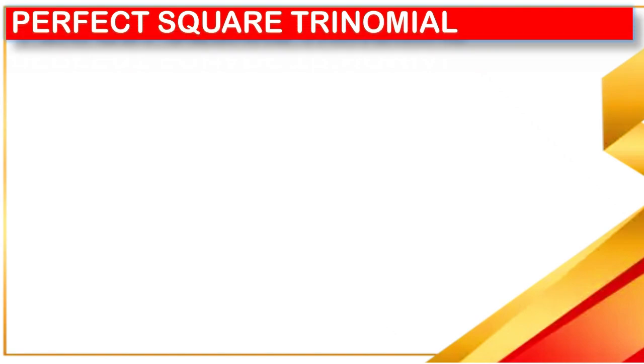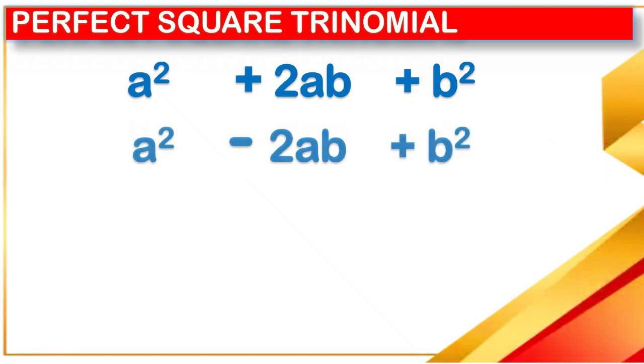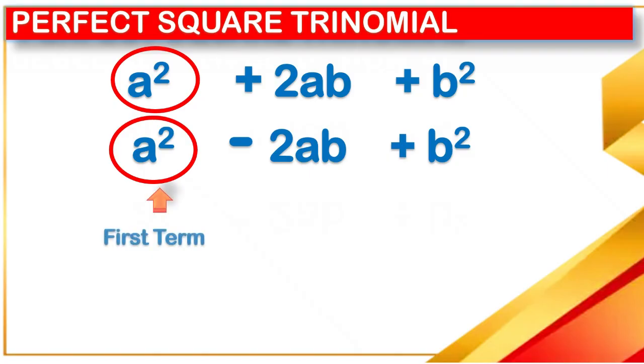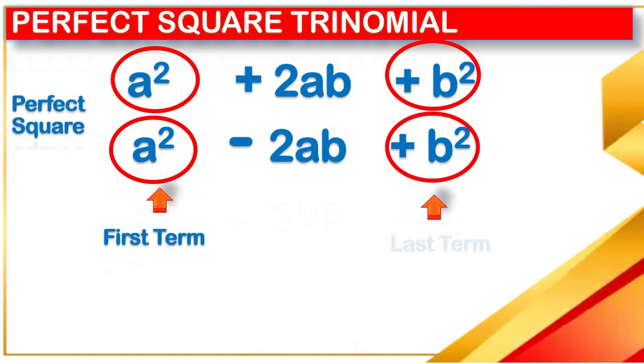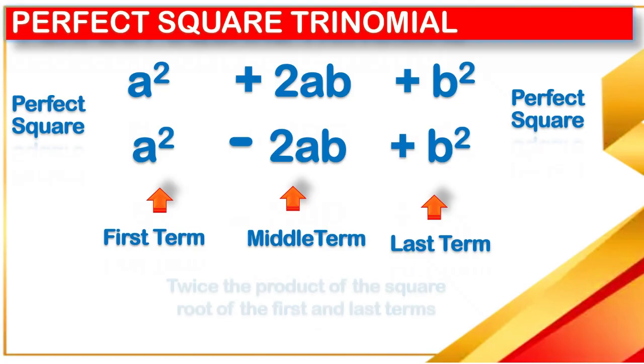So how do we easily identify a perfect square trinomial? The perfect square trinomial comes in two forms: a squared plus 2ab plus b squared, and a squared minus 2ab plus b squared. The first term, a squared, is a perfect square, and the last term, b squared, is also a perfect square. The first and last terms are always positive, and the middle term is always twice the product of the first and last terms.